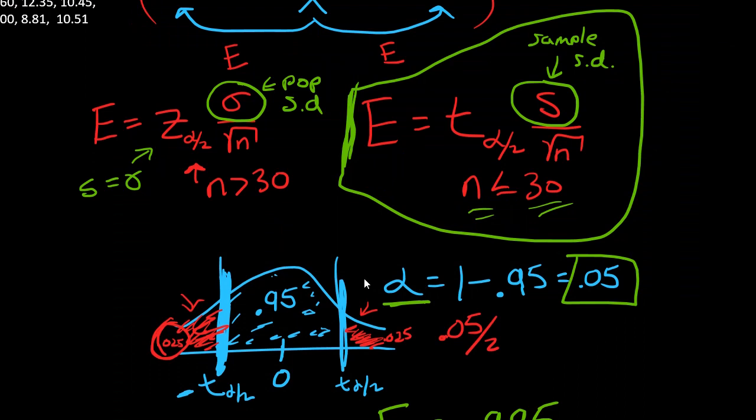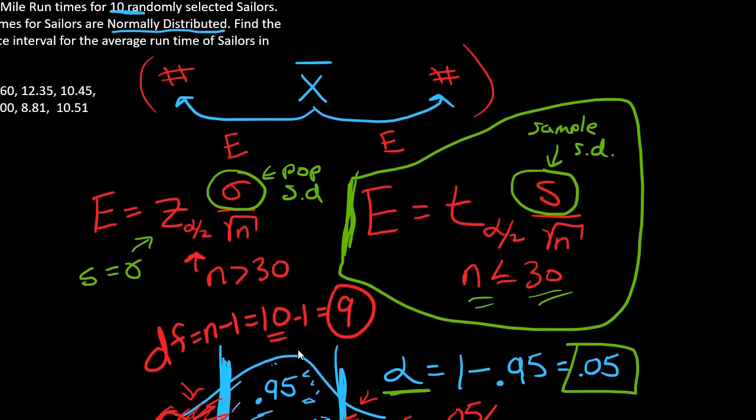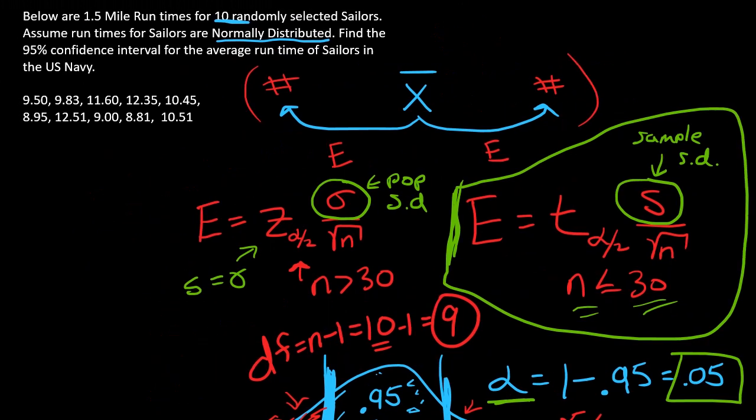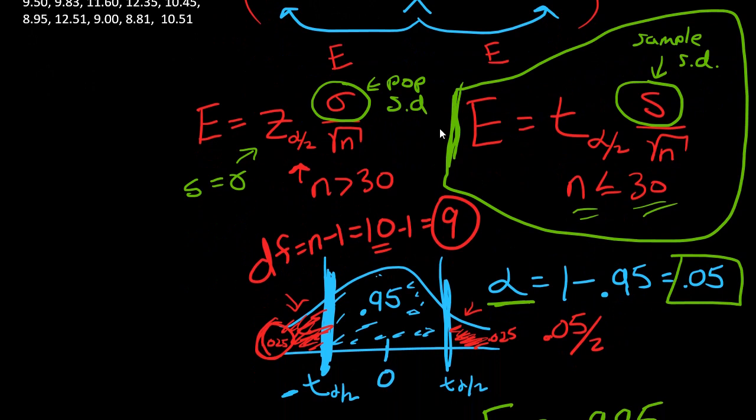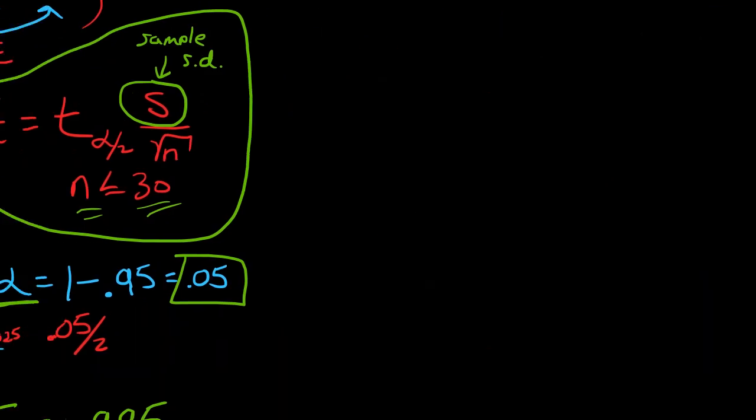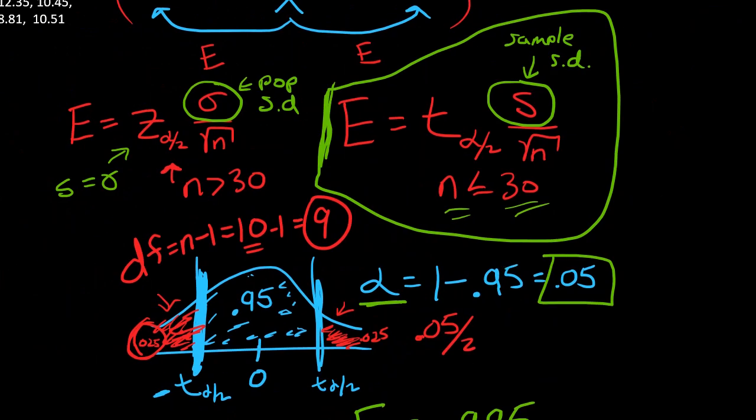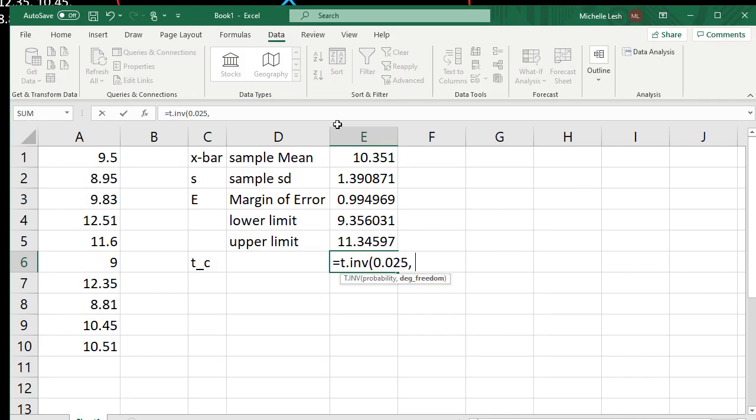Okay, so let me write that down so we don't forget it. The degrees of freedom of this distribution is n minus 1, which right now it's 10 minus 1, which is 9. Where did I get 10 from? Because we have 10 observations. Our data has the data for 10 randomly selected sailors. Okay, so 10 minus 1, the degrees of freedom is 9. Okay, so type in 9, close parentheses, and press enter.